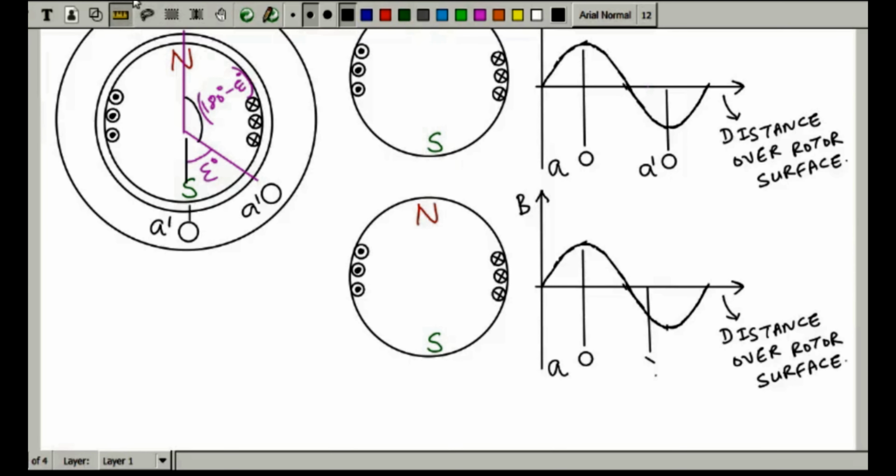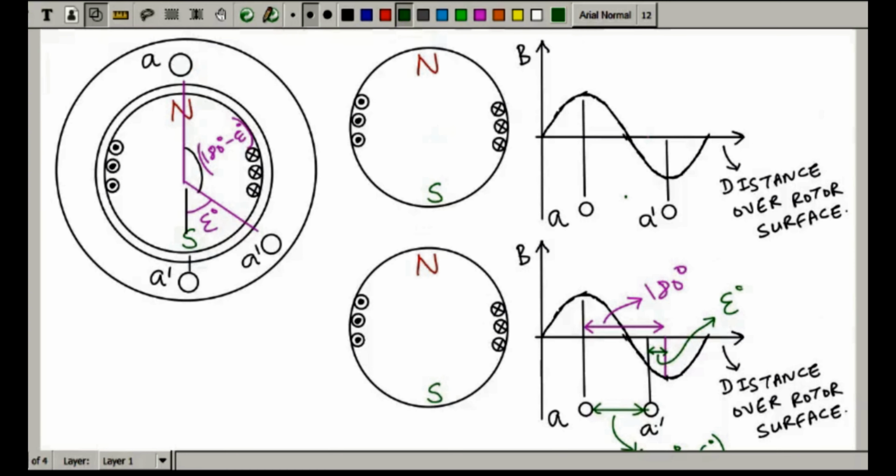So this is your coil side A dash. So this span is actually less than that. This span would have been 180 degree, but it is actually short pitched by this angle. What is this short pitching angle? This short pitching angle is epsilon. So obviously, how much is this span? It is 180 degree minus epsilon.